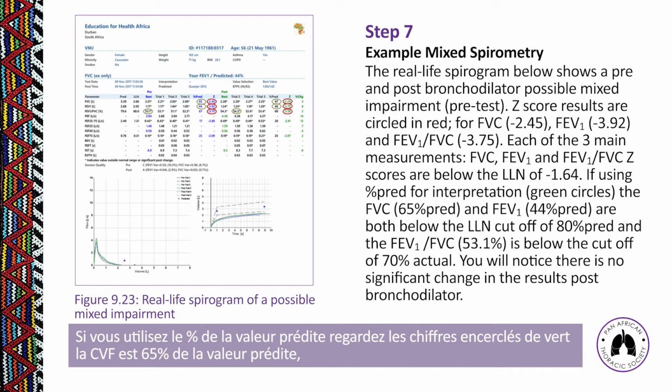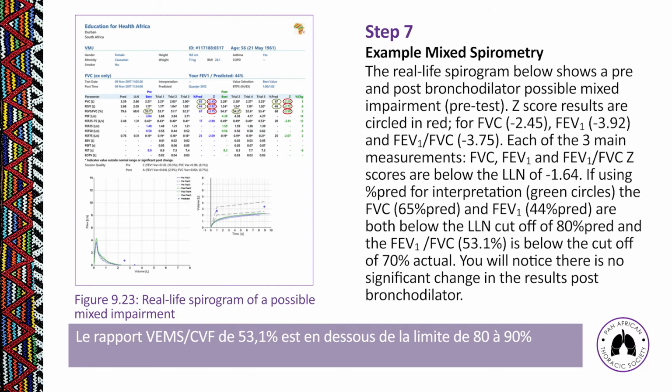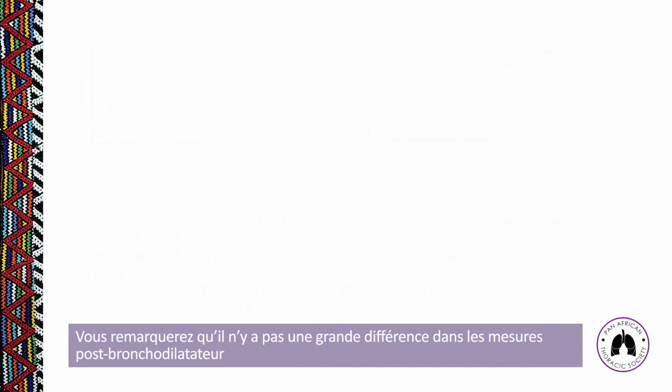If using percentage of predicted for interpretation, look where the green circles are. The FVC is 65% of predicted, the FEV1 44% of predicted. Both are below the lower level of normal cutoff of 80% of predicted, and the FEV1 to FVC is 53.1%, which is below the cutoff of 80 to 90%. You will notice that there is no significant change in the results with the bronchodilator either.